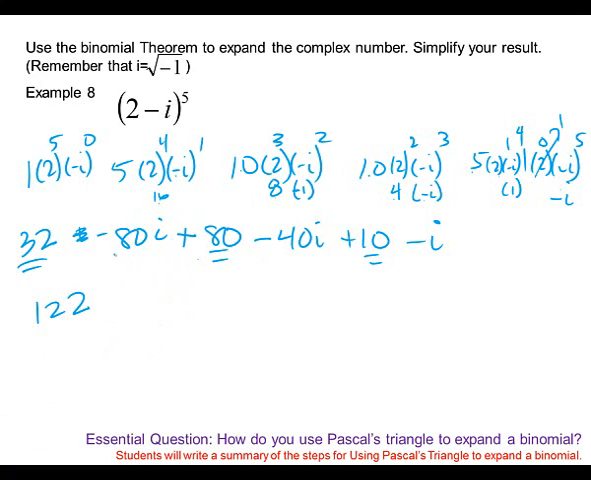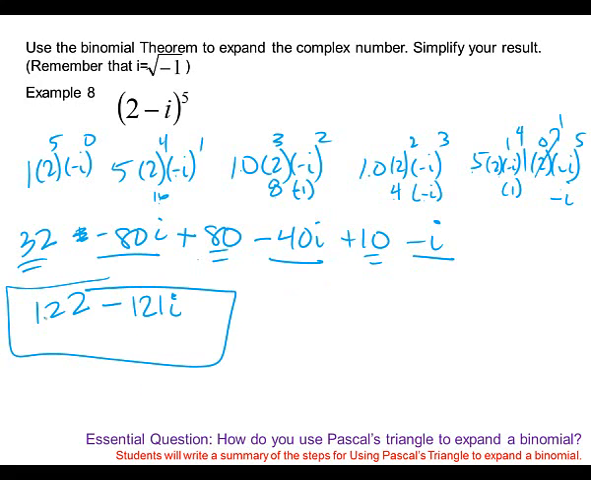All right. And then we've got negative 80i, negative 40i, and negative i is negative what? Negative 121i. So there's your final answer. Okay? All right. That's it.